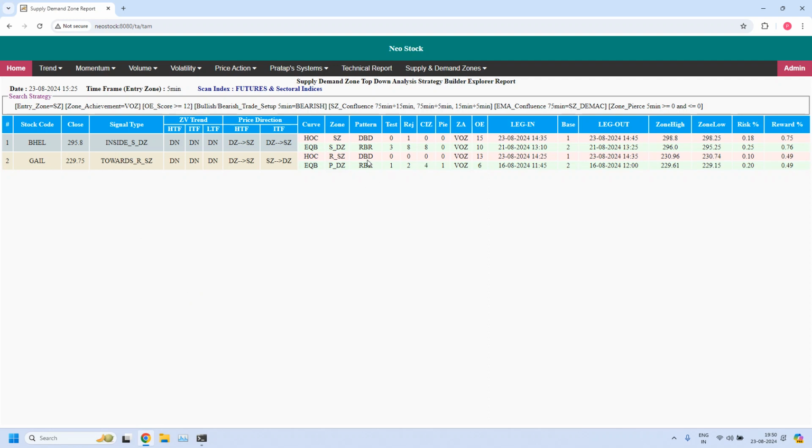And out of those, again, GAIL is having a high liquidity zone, this one. That is another high probability setup. And BHEL OE score is 15 out of 15. Excellent. And also both are having good RR. This is having a good RR. This is also having a good RR. So they are good trade setups from the point of view of intraday traders.